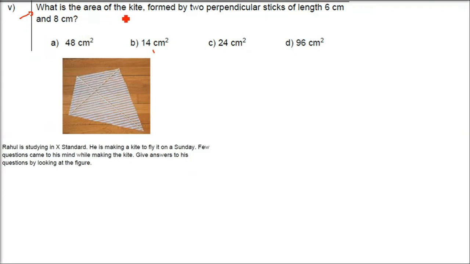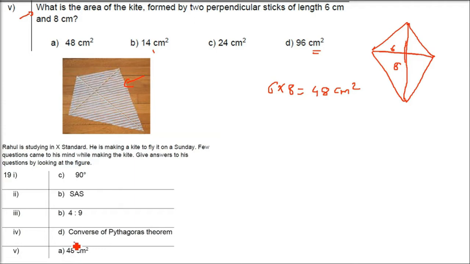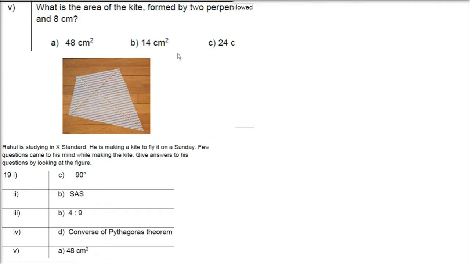Coming to: what is the area of the kite formed by two perpendicular sticks of length 6 cm and 8 cm? If you see this directly, the shape is a kite. The area is half the product of the diagonals, D1 and D2. So one is 6, one is 8. Just multiply the diagonals, and that is going to be the area of the kite. It will be in centimeter square because the lengths are given in centimeters.